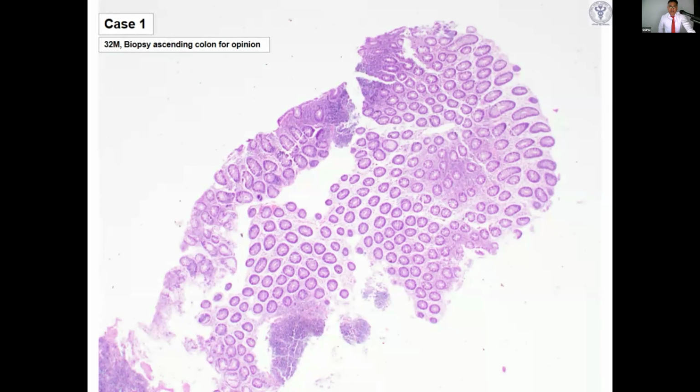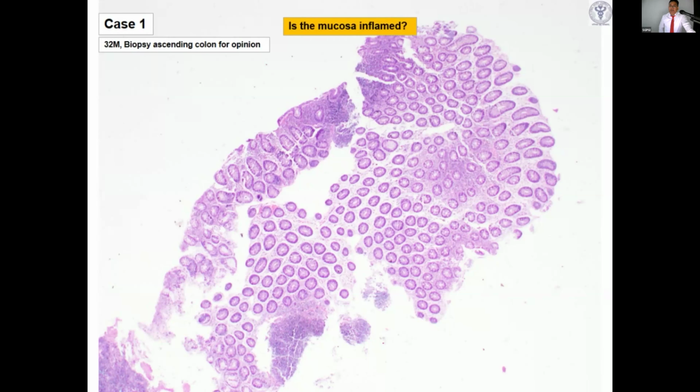Let us see some cases. So this is a 32-year-old male, biopsy from the ascending colon. For us, the biopsies are many, but the history is actually very crisp and short, always. And that is better for me to write here. And you can see this is the biopsy fragment that we got. So what do you think? Is it IBD, or inflamed, or is it normal?